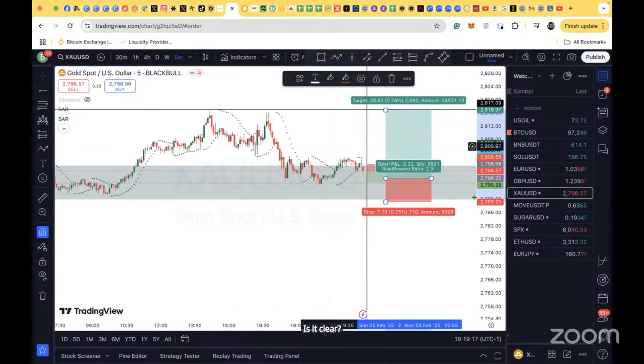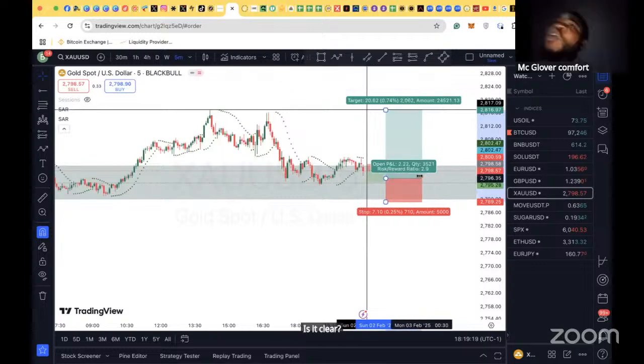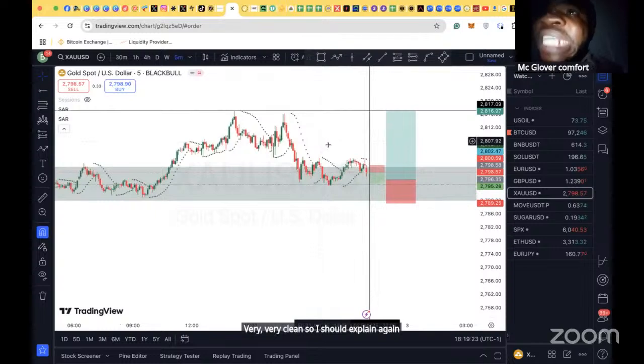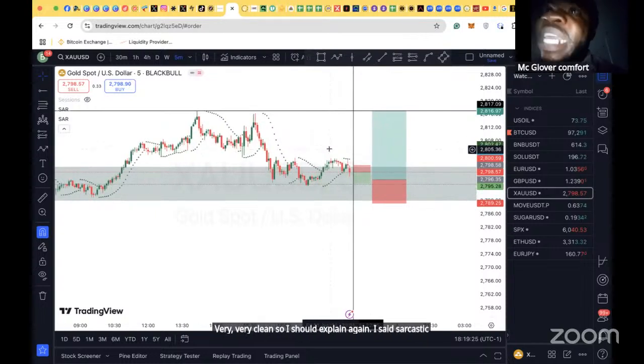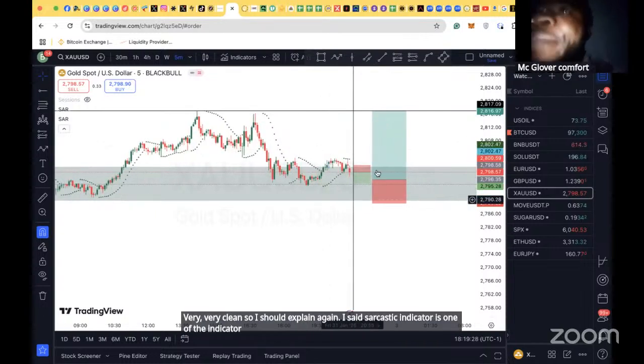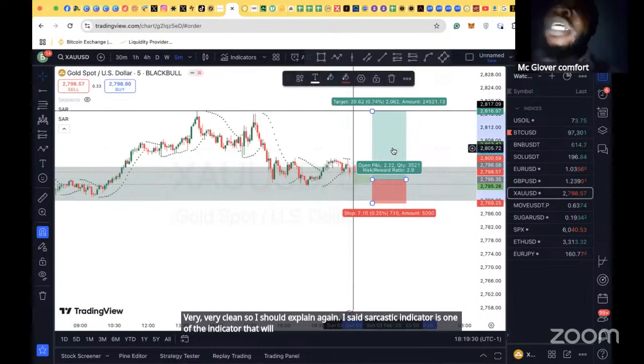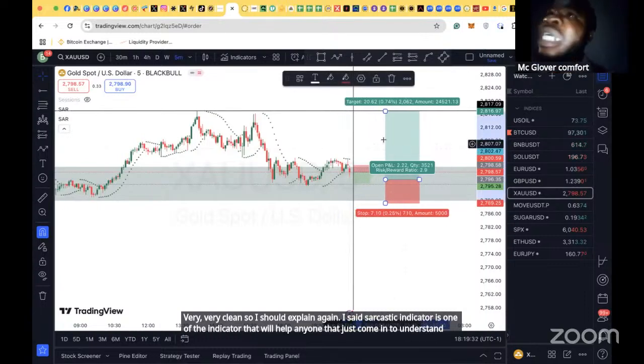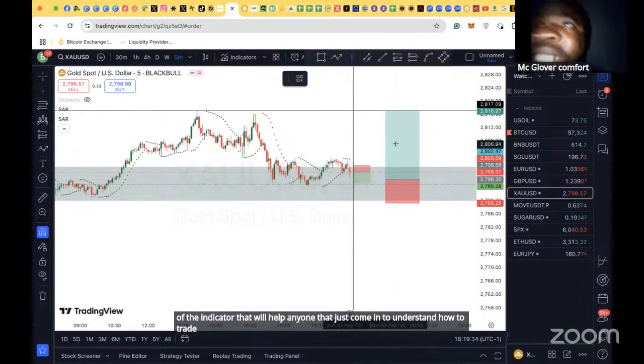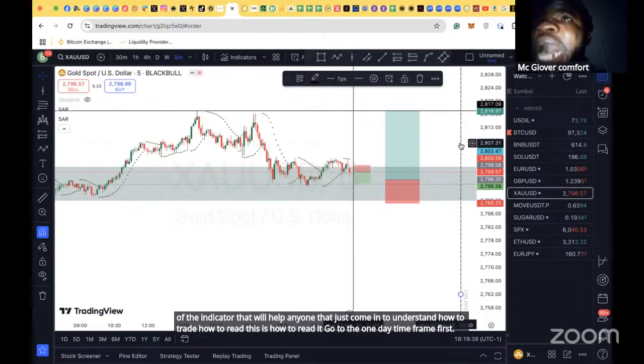Very, very clear. So I should explain again. I say the Parabolic SAR indicator is one of the indicators that will help anyone that just came in to understand how to trade and how to read. This is how to read it. Go to the 1 day time frame first and see how the system is.